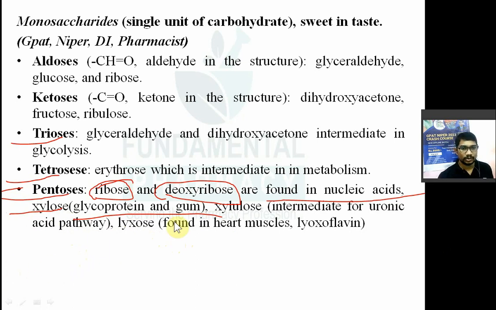Then xylulose. This xylulose is also a pentose sugar, found as an intermediate in the uronic acid pathway. What is the uronic acid pathway? It is nothing but the metabolism of sugars; when you do acid hydrolysis of that sugar metabolism, you get uronic acid. That we will see in an upcoming slide. Then lyxose. A question has already come on this.